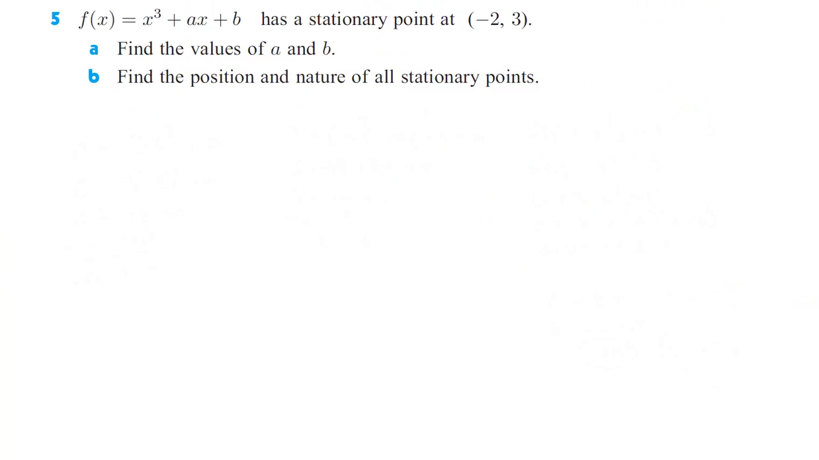Okay, and then last one here, number 5. We've got this function here, and it's got a stationary point at negative 2, 3. We got to find the values of a and b, and then find the position and nature of all the stationary points. So we know that at the stationary point the slope of the tangent has got to be 0. So if we're talking about slopes of tangents, we want to take the derivative of this thing first, right?